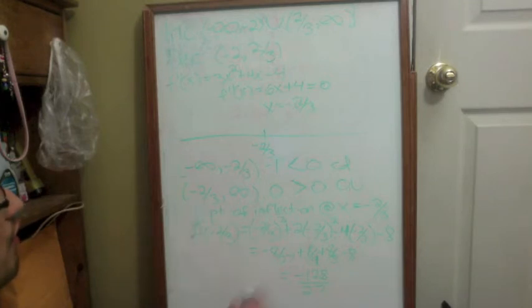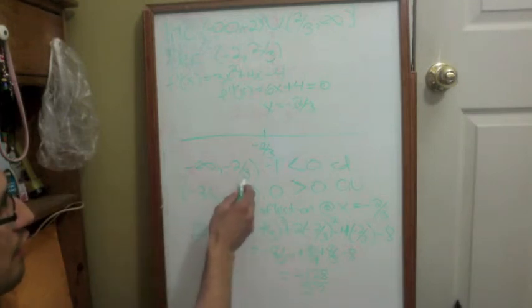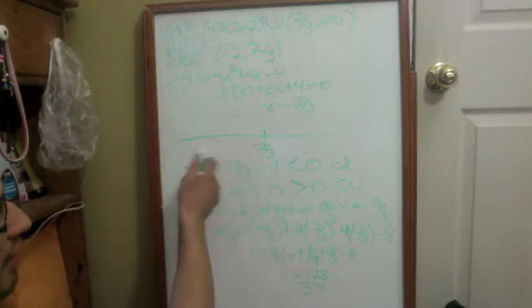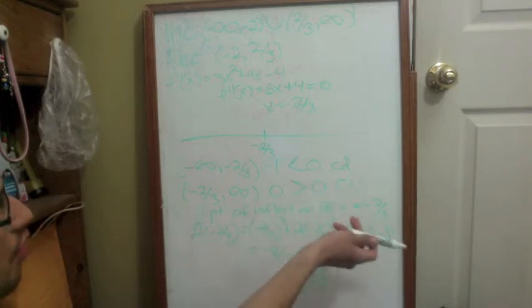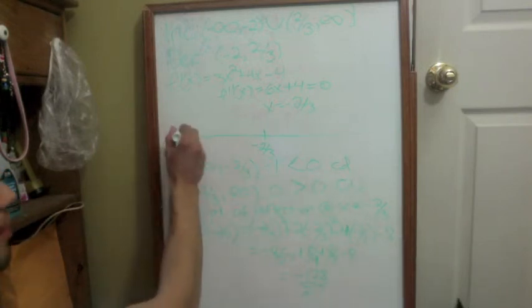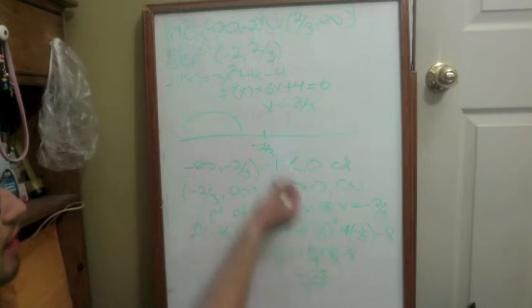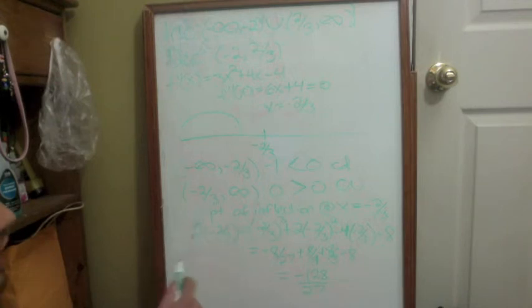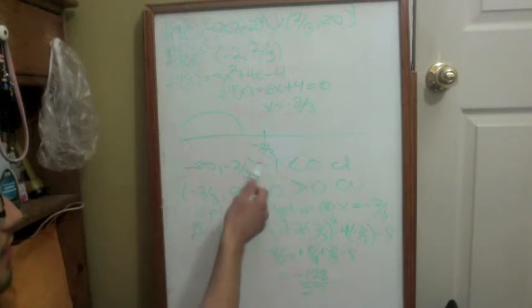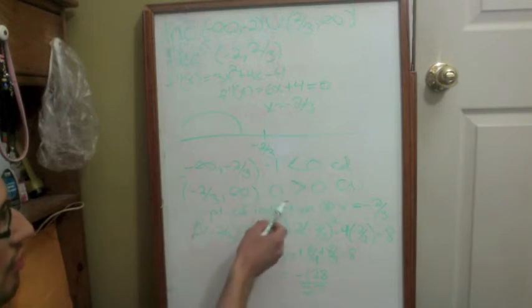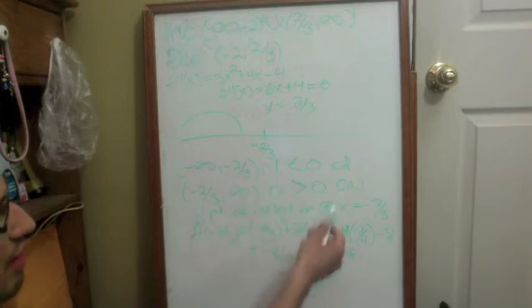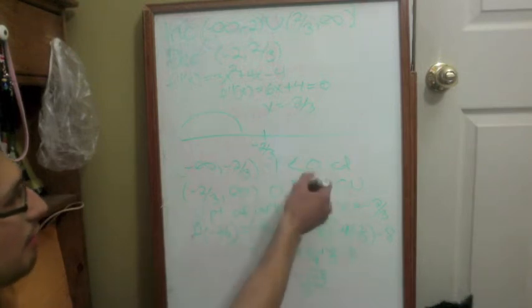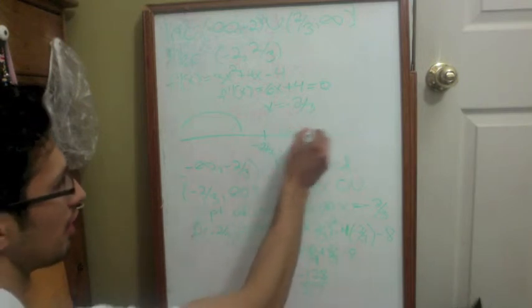From -infinity to -2/3, if I put in -1, which is on this side, I'll have a number that is less than 0, so I know it's going to be concave down. You can check these by putting them into the second derivative, and you'll get a negative number. Now I want to see what's going on from -2/3 to infinity. I'll keep it simple, use 0, and I plug in 0, I get a positive number, so I know it's concave up because it's greater than 0. So here we go, it's concave up.